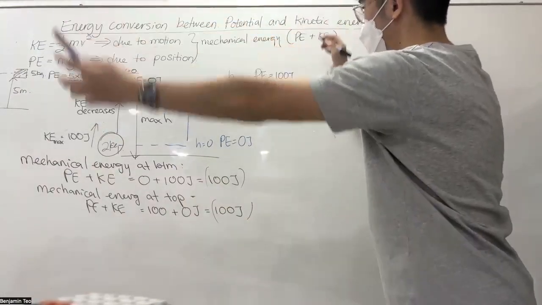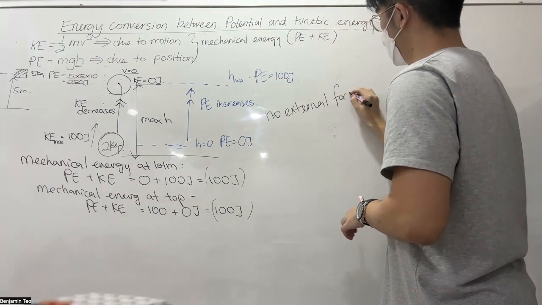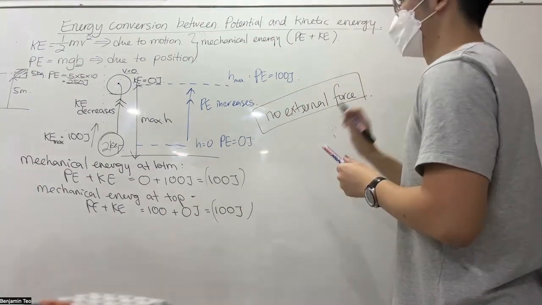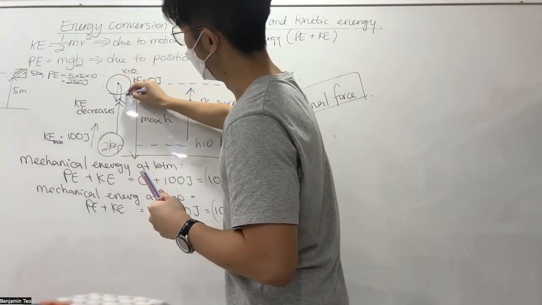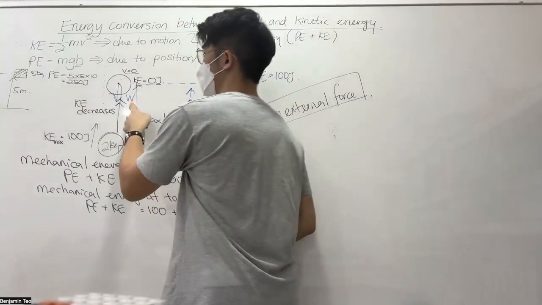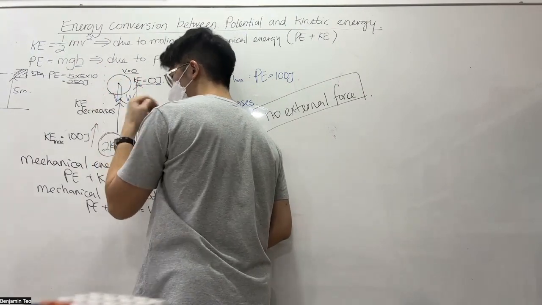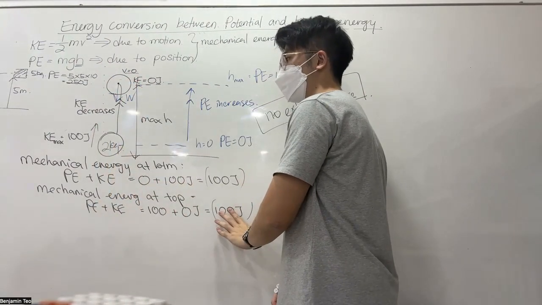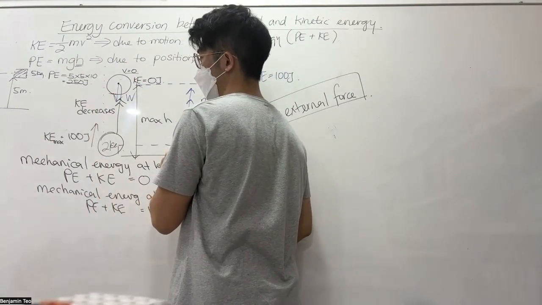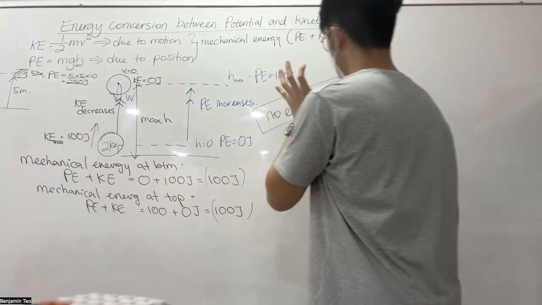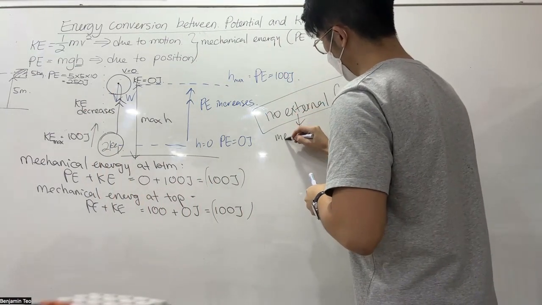So this situation only happens when there is no external force. Please remember this. When there's no external force, what force is acting on this ball? The gravity is acting on the ball, the weight. Is that the only one? Yes, we ignore the air resistance. If you include air resistance, this one will not be the same already. The weight is not an external force. Air resistance is an external force.